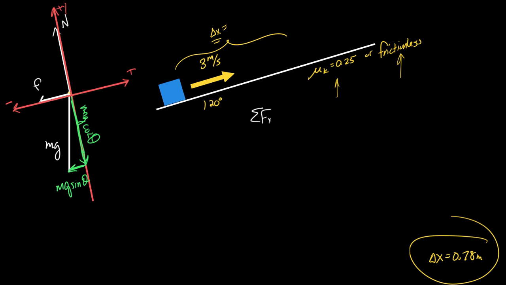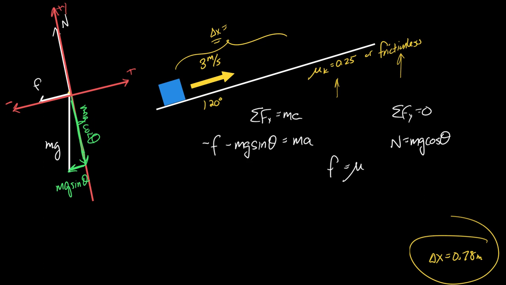Net force in the x direction equals ma. Net force in the y direction equals 0. We set up our coordinates in order to make that true. That means normal equals mg cosine theta. And that means minus friction minus mg sine theta equals ma. Any questions about these choices? All right. I have one more thing I can do. I know that friction is equal to mu times the normal force.